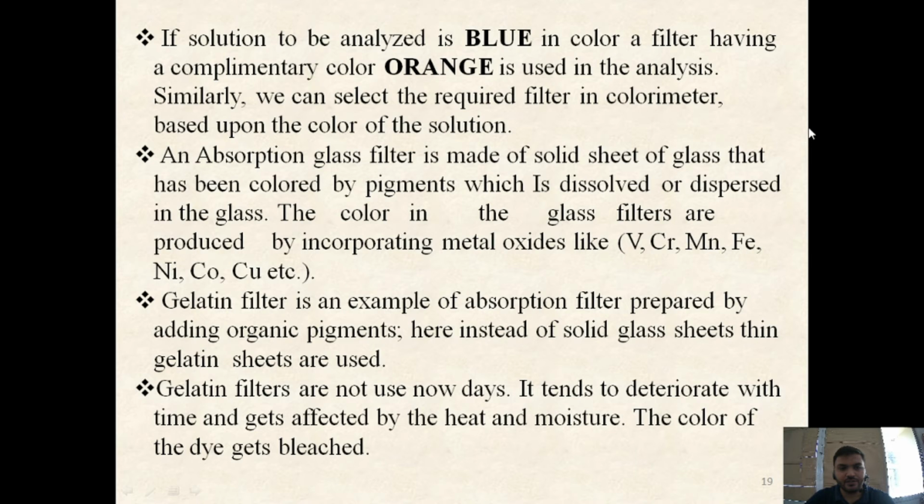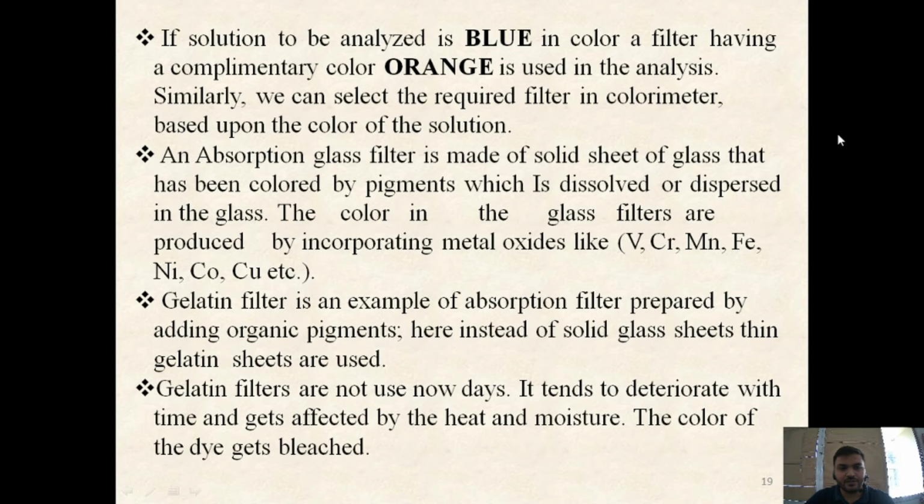An absorption glass filter is made of a solid sheet of glass that has been colored by pigments which are dissolved or dispersed in the glass. The color in the glass filter is produced by incorporating metal oxides like V, Cr, Mn, Fe, Ni, Co, Cu, etc. The gelatin filter is an example of an absorption filter prepared by adding organic pigment. Here, instead of solid glass sheets, thin gelatin sheets are used.